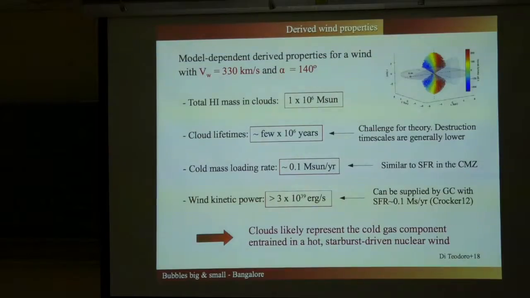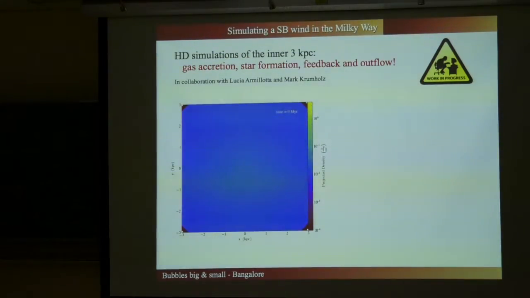Okay, so this is all very nice, however we are just using one piece of the information that we have in our data, which is the velocity along the line of sight, which is kind of a bummer because we have other information. We have velocity dispersion, we have probe densities. So what we are trying to do now is something more sophisticated. We are trying to do simulations of the whole process of driving the wind in the Milky Way. I should stress that this is just work in progress, and I don't have any results. I just want to show you some nice movies.